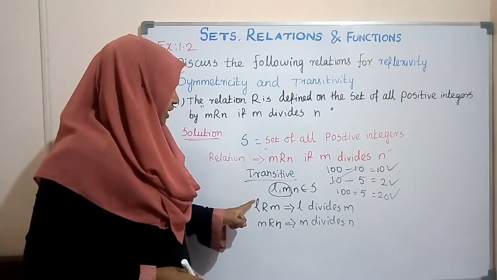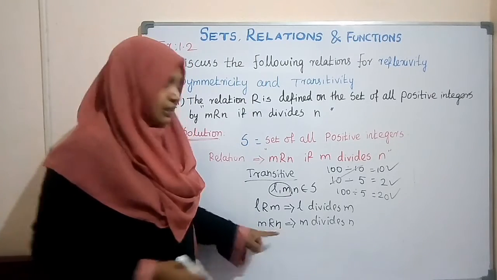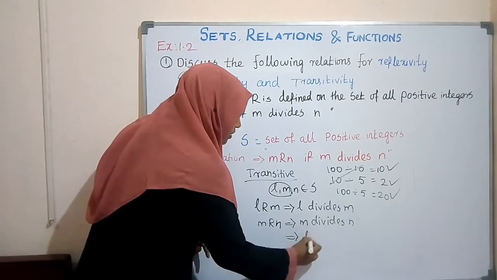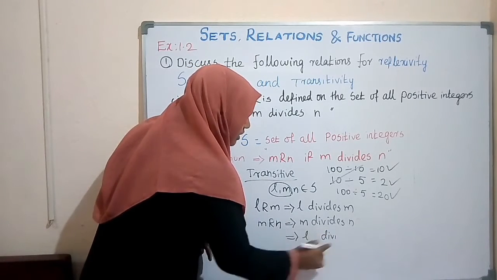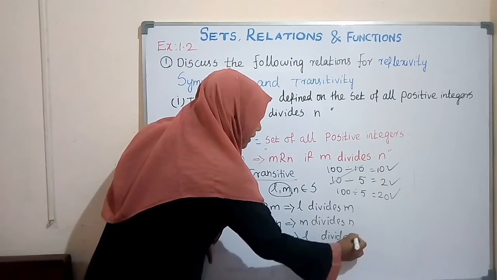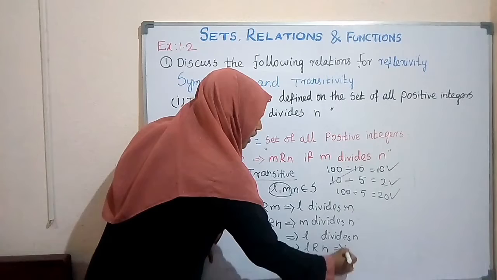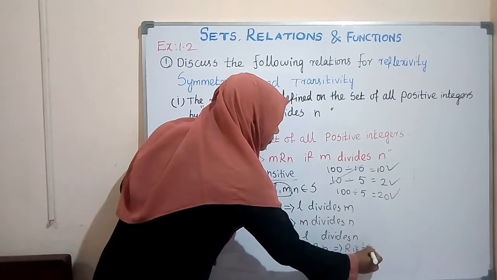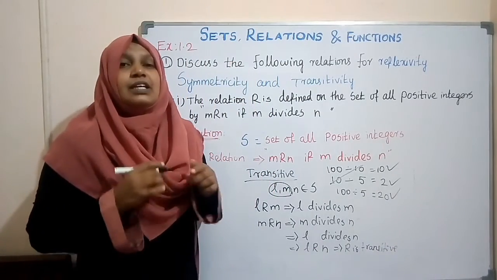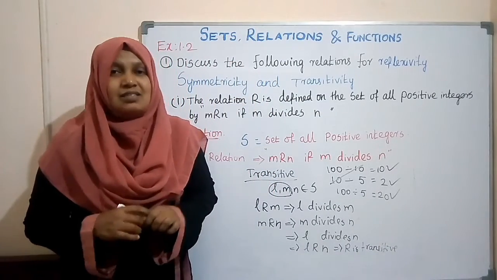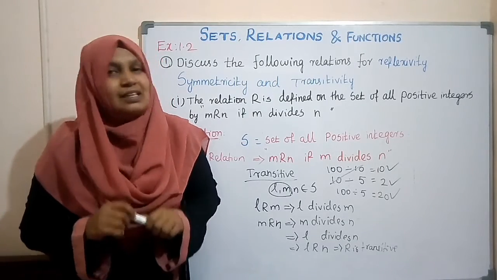So in this relation we can say if l is divisible by m and m is divisible by n, then l also divides n. We can write l divides n. That means l is related to n. That means R is transitive. Therefore, in this question, R is reflexive, it is not symmetric, and it is transitive.